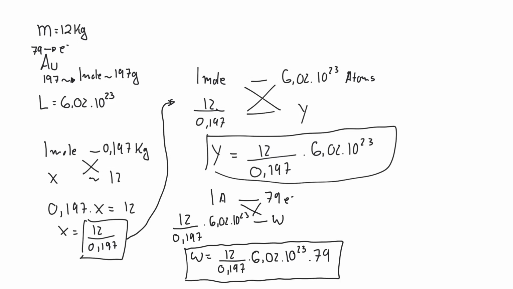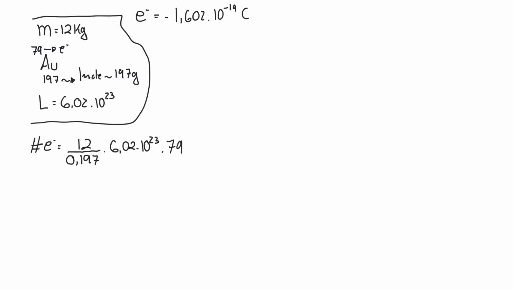And finally, remember that the charge of each electron is given by minus 1.602 times 10 to minus 19 coulombs. Before finishing the question, let me organize the board. Okay, so this is the number of electrons in 12 kilograms of gold. Now, to discover what is the net charge of those electrons only, all we have to do is multiply the number of electrons by the charge of each electron.